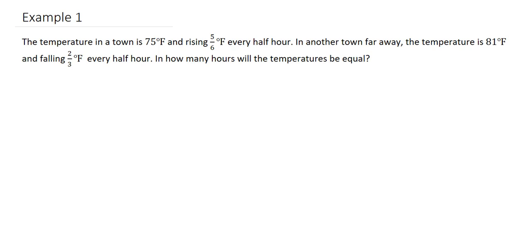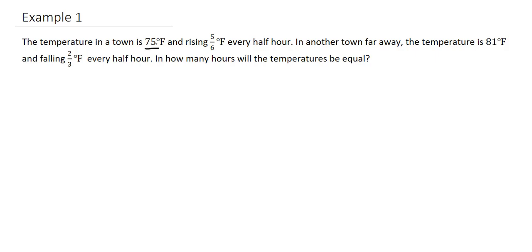Example 1. The temperature in a town is 75 degrees and it's rising 5/6 of a degree every half hour. In another town far away, the temperature is 81 degrees and falling 2/3 Fahrenheit every half hour. In how many hours will the temperature be equal? So let's set up our problem. So we need to have the temperature of one town on one side.